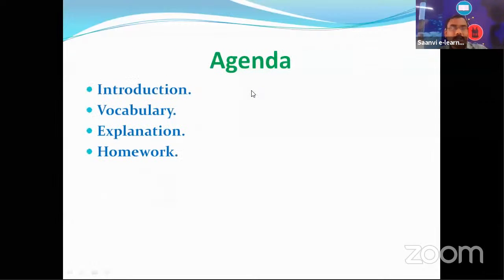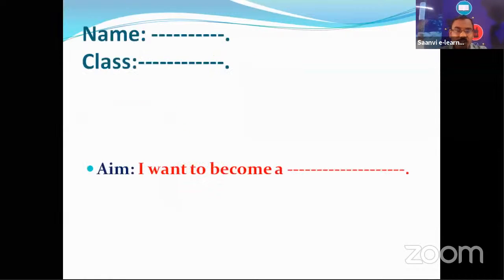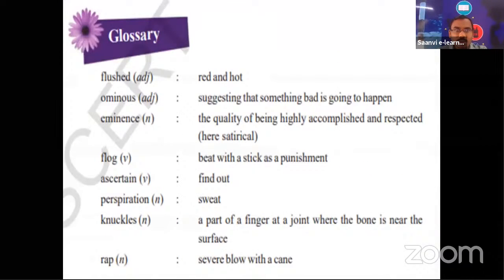So here, today's agenda is introduction of the topic, vocabulary, explanation and homework. In the case of the glossary, I have already explained, but let me read it once. The reason I am reading it every day is that you should keep at least 2 or 3 words in your mind.